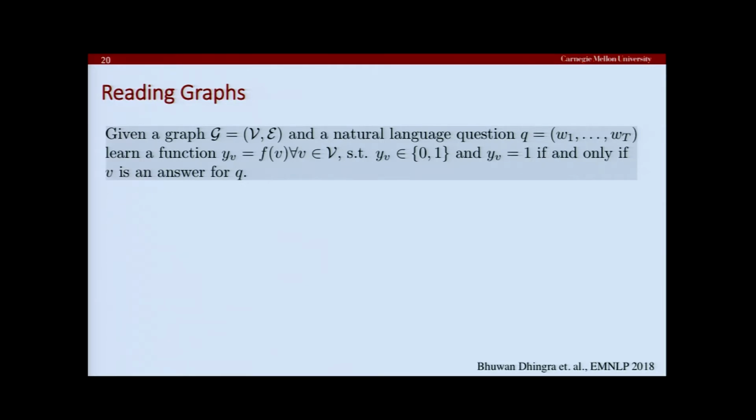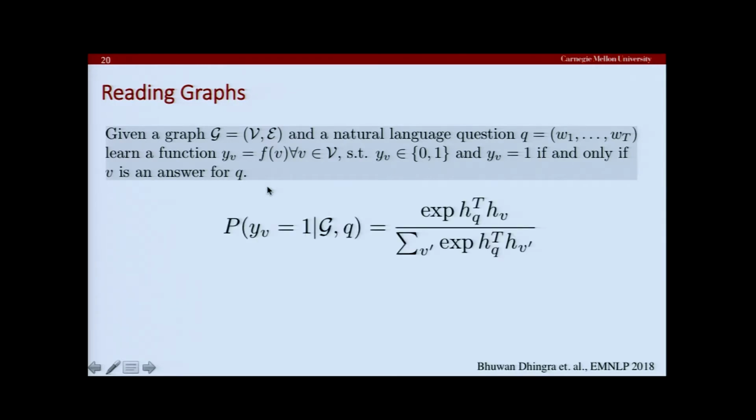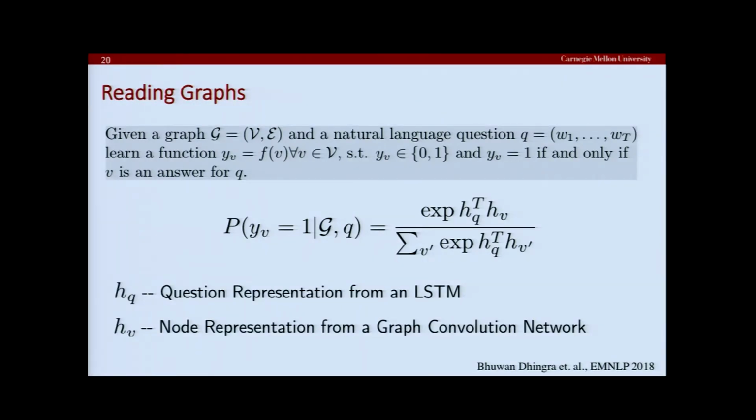So given some graph with vertices and edges, vertices representing entities, edges representing some relationship between these entities, and we have a natural language question Q, we basically want to be able to learn a function y such that it takes value 1 if and only if that particular entity answers our question, okay? And what we can do is basically say, well, there's a softmax representation, where H_Q can be a representation of a sentence that's coming from a neural network, typically an LSTM or a transformer type of network, and H_V is the node representation coming from what's called the graph convolutional network.